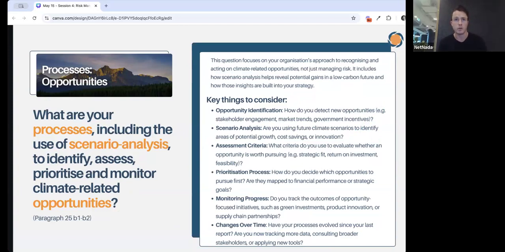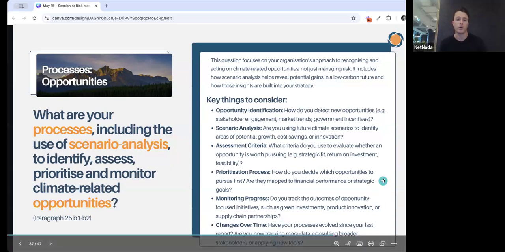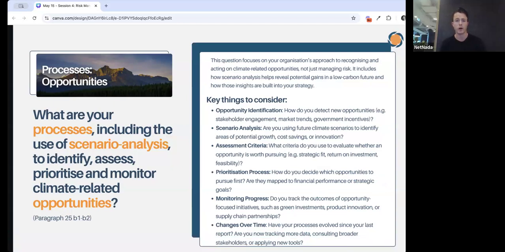And lastly here, integration into our overall framework. Opportunity identification, scenario analysis, what our assessment criteria is, prioritization, monitoring, and changes over time. So as you can see, as I mentioned before, there's a lot of repeating in the process here.